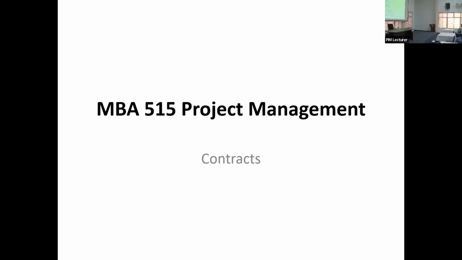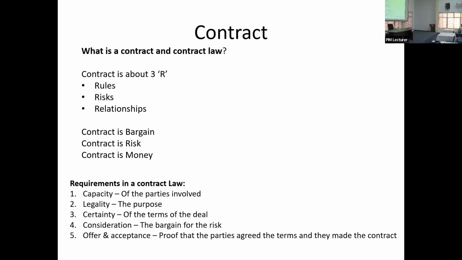So what is contract law? For a contract to be valid, there are certain aspects, because all projects have a contract. All projects will have a contract. There's no project without a contract. Right? And we look at the forms of contract. For a contract, there are 3 R's. There will be some rules defined. There's a risk element to it, which will be priced, and a relationship, 2 or more parties. So a contract is a bargain. It's a risk element, and it has certain exchange of money.